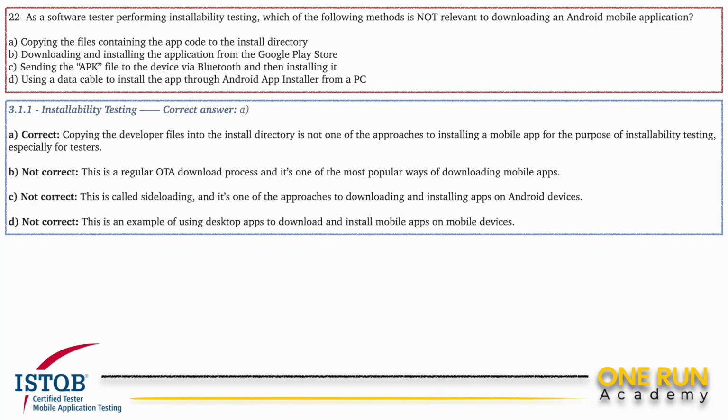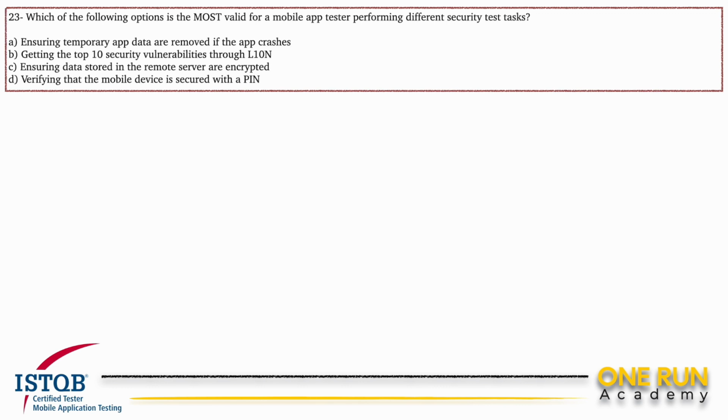Now, let's encounter question 23. Which of the following options is the most valid for a mobile app tester performing different security test tasks? A: Ensuring temporary app data are removed if the app crashes. B: Getting the top 10 security vulnerabilities through L10N. C: Ensuring data stored in the remote server are encrypted. D: Verifying that the mobile device is secured with a PIN.